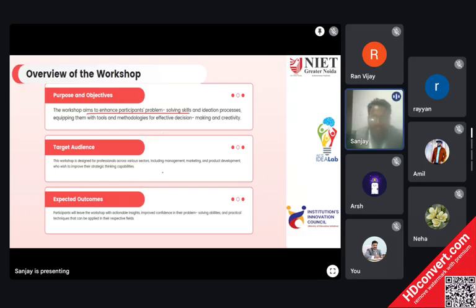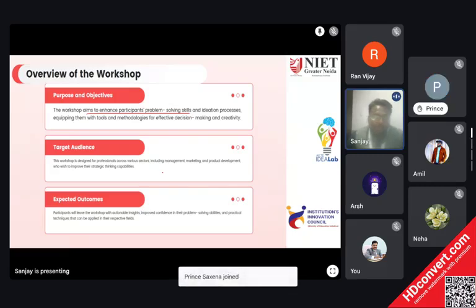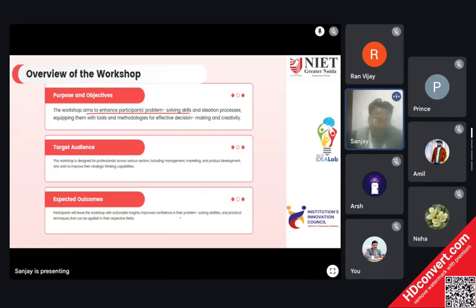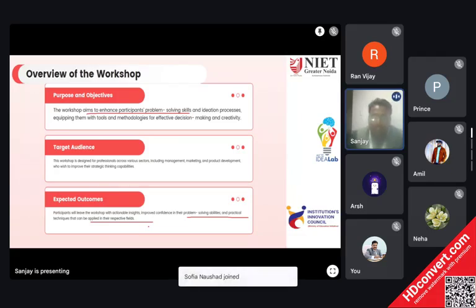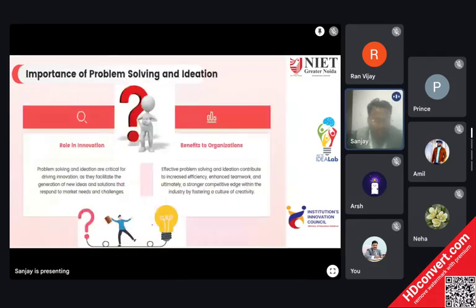The target audience is students, faculty members, as well as industry professionals. We expect that after the session, you will have some problem solving ability and practical techniques that can be applied to different fields related to your relevant area.